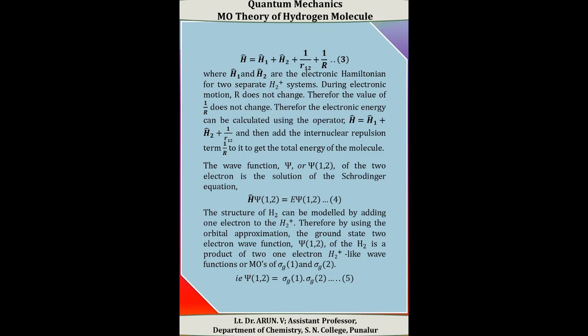Here H cap 1 and H cap 2 are the electronic Hamiltonians for two separate H2 plus systems. In the case of hydrogen molecule, during the electronic motion, the value of r does not change. Therefore, the value of 1 by r does not change. Therefore, the electronic energy can be calculated using the operator H cap equals H cap 1 plus H cap 2 plus 1 by r12, and then add the internuclear repulsion term 1 by r to it to get the total energy of the hydrogen molecule.